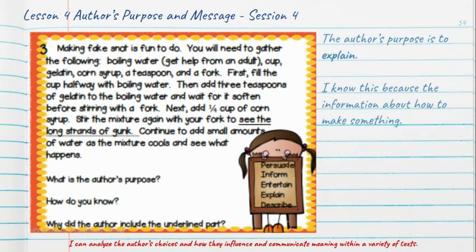The author's purpose here is to explain. Again, they want to give directions on how to do something. The underlined part tells you what the outcome will be.